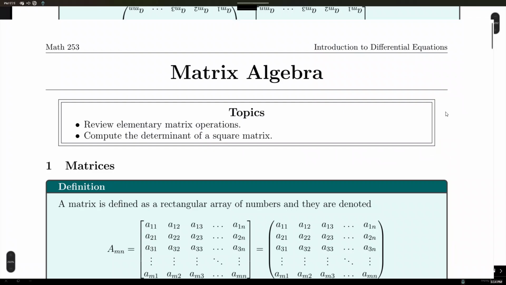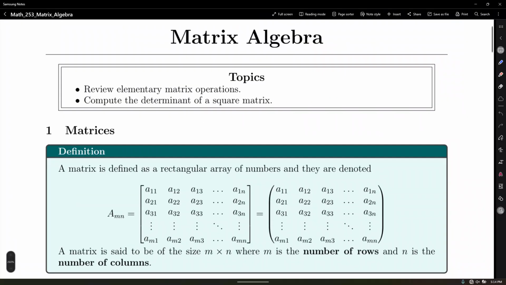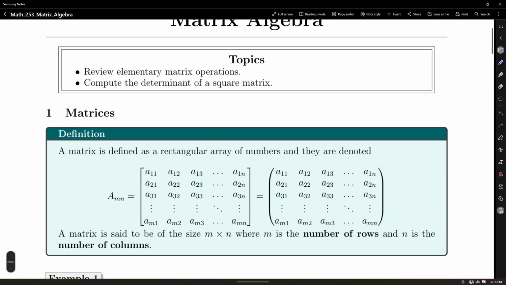Okay, what are we going to do? Review the elementary operations, of course, do some examples to briefly review, and compute the determinant of a square matrix, which is a big thing. Okay, we need it for the whole chapter, pretty much.